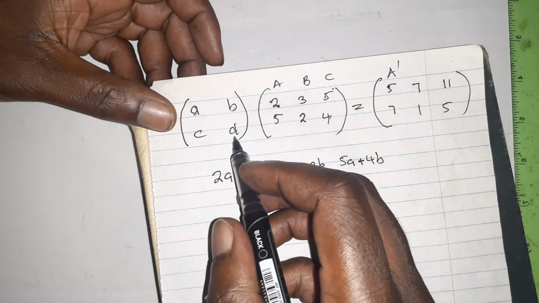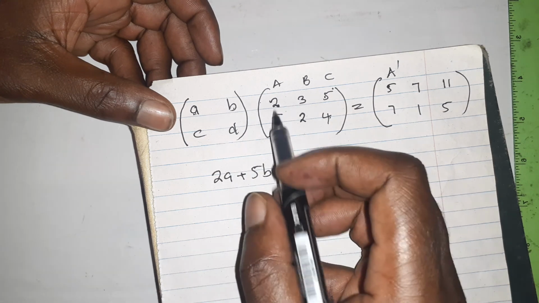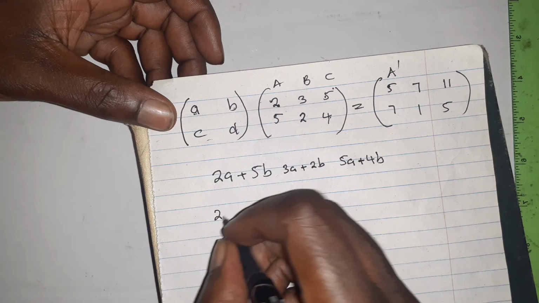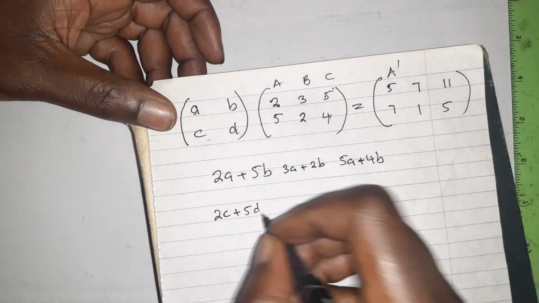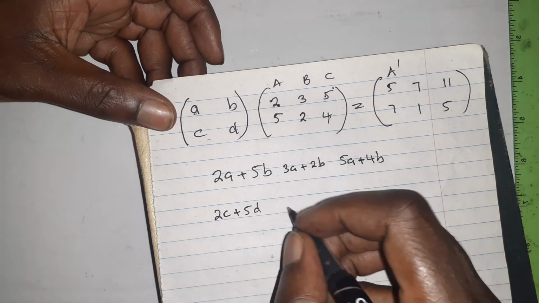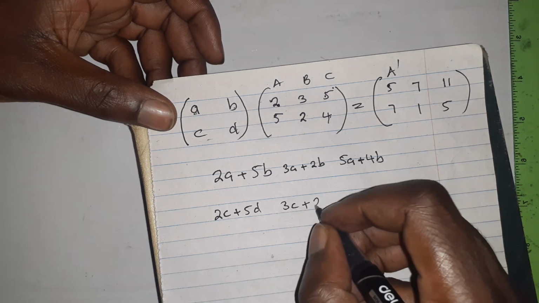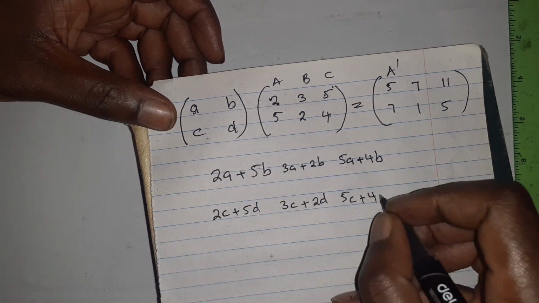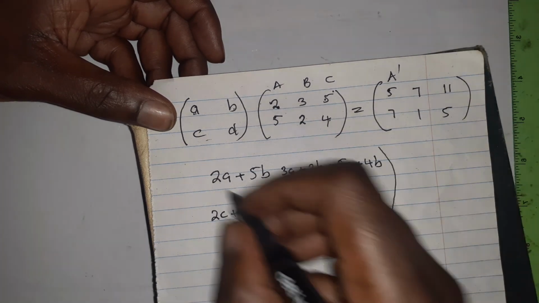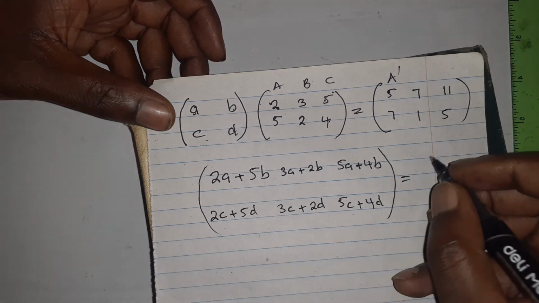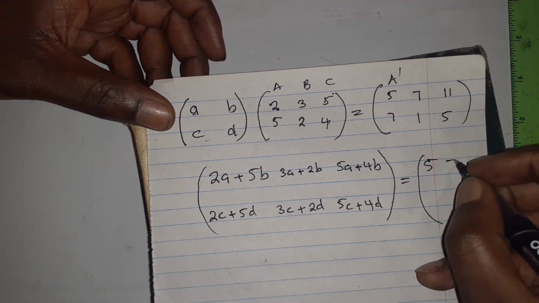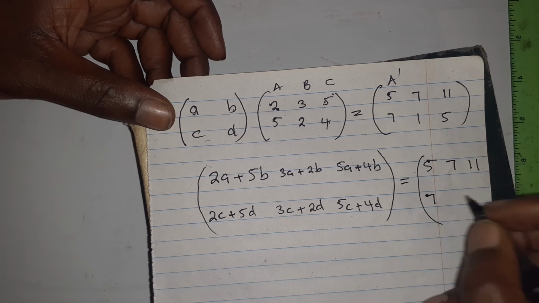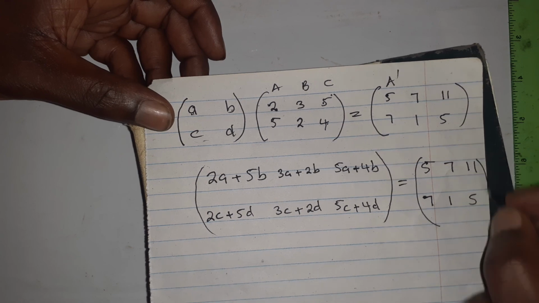Then we come to the second row. We multiply each by each column here. So we're going to have 2C plus 5D. Then the other one, we're going to have 3C plus 2D. The last one, we're going to have 5C plus 4D. This must be equated to 5, 7, 11, 7, 1, and 5.